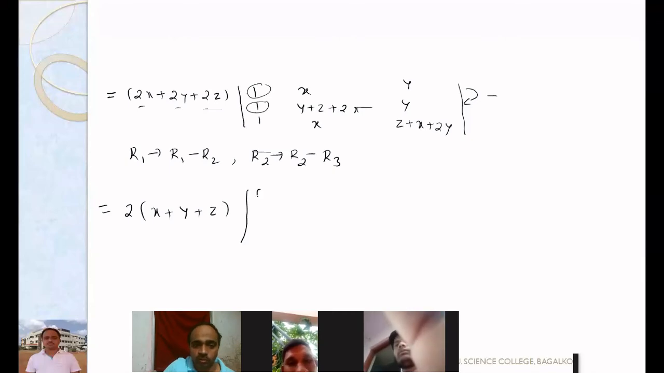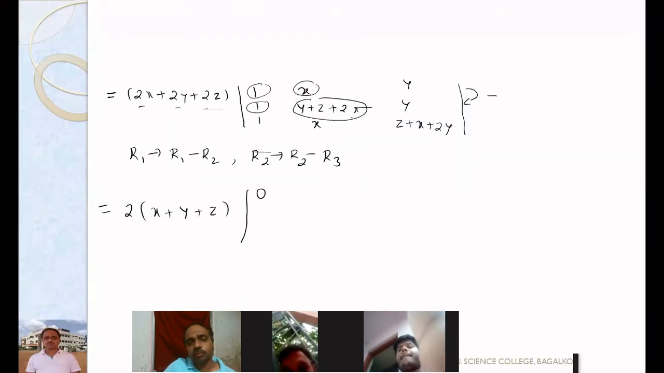So 1 minus 1 will be 0. That's very easy. Next element, x minus of, be careful here, x minus of this. X minus of this means what? X minus y minus z minus 2x. Minus is applicable to everything. You have to subtract this y plus z plus 2x from x.